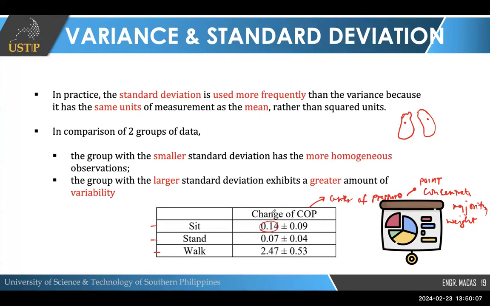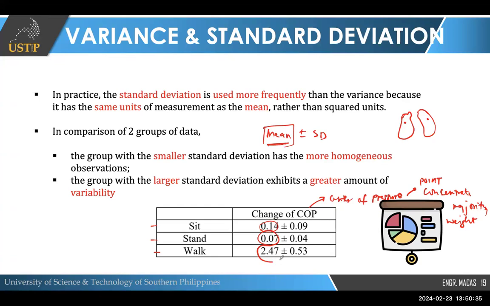Actually, when you summarize your data, when you summarize your observations, you can write it in this way: that is mean plus minus your standard deviation. That's how you present the data. The mean here, class, is 0.14 for sitting, and standing is 0.07. Meaning the change of COP for sitting and standing is very small, there is no change.